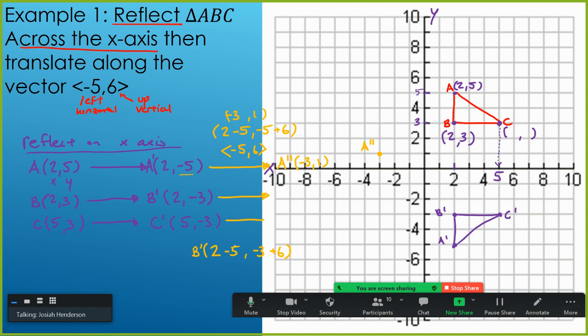So we combine each of those. 2 minus 5 is -3. And -3 plus 6 is +3. So my final resting point for B double prime is -3, 3. So left 3 and up 3.